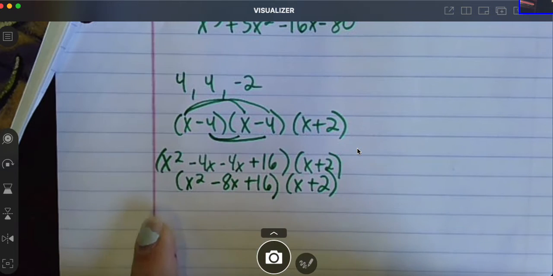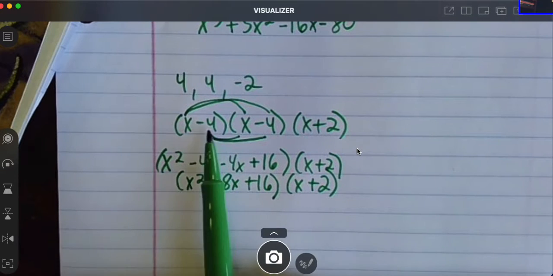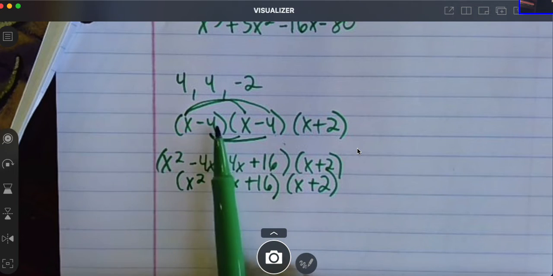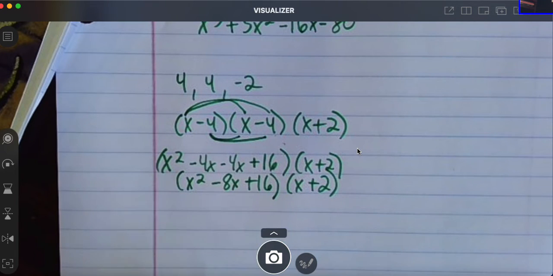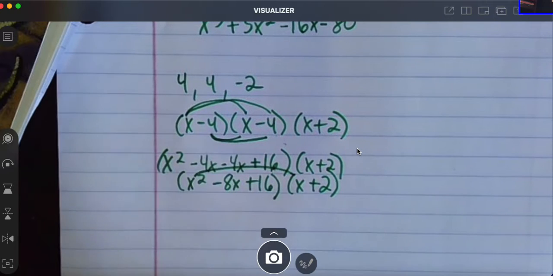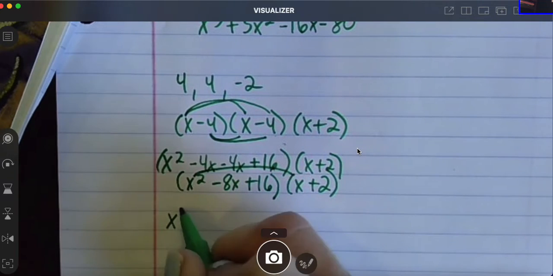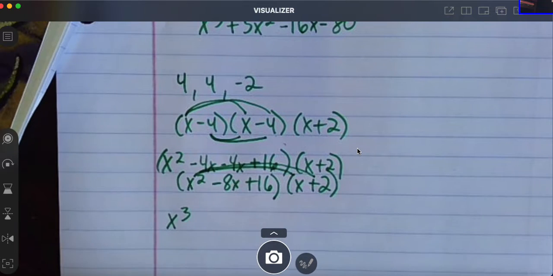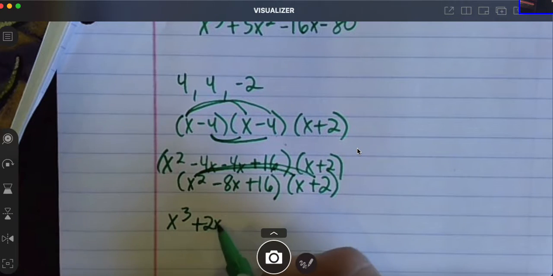Did you do -4 times -4? Where? Oh, right here to get the 16? Yeah, I'm sorry, I thought you were talking about right here. Yeah, -4 times -4 was a positive 16. Now, let's distribute all of these terms to these. That's all we're doing. So, x squared times x, what is that? X to the third. X squared times 2 is 2x squared. I'm done with that one.